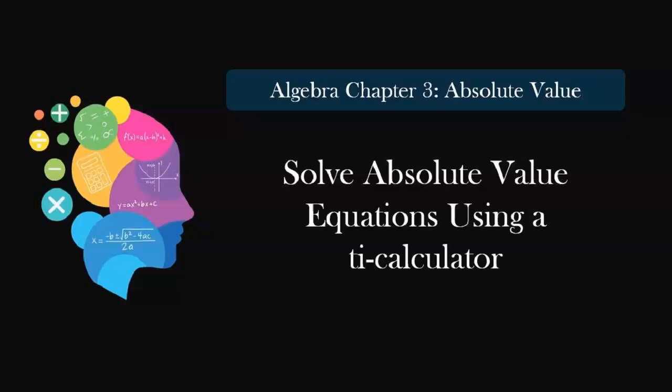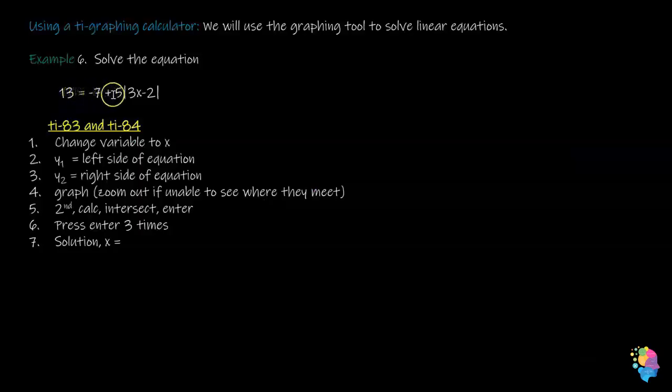In this video, we will learn how to use a TI calculator to solve absolute value equations. It's 13 equals -7 plus 5 absolute value of 3x minus 2. Now when we are using the TI-83 and the TI-84 to solve equations, we're going to be using the graphing tool. So we must change all the variables to x. Now, in this example, the variable that we are using is x, but if this had been something else, you will have to change the variable to x.